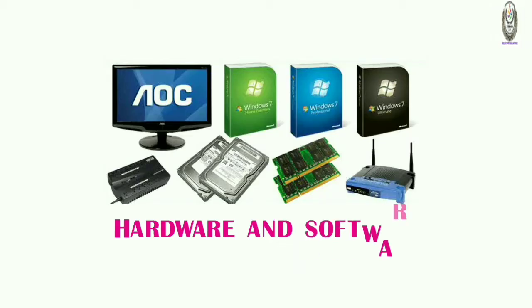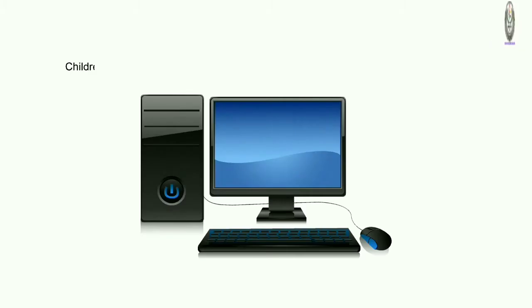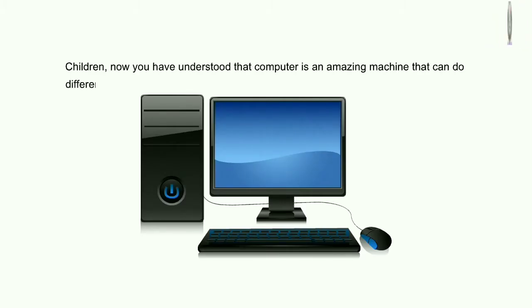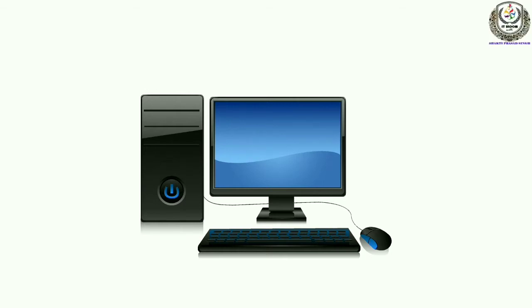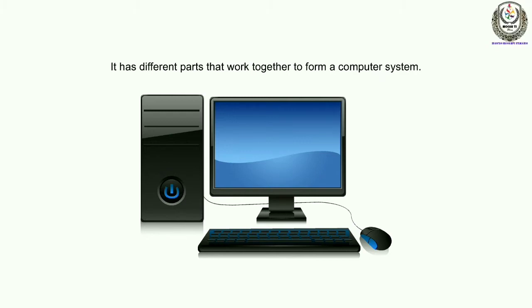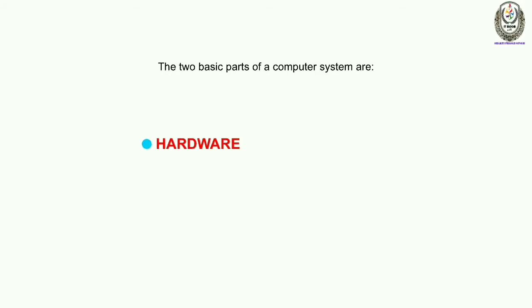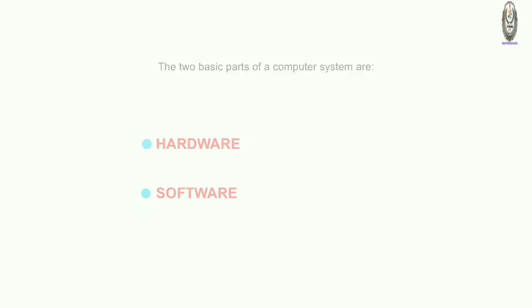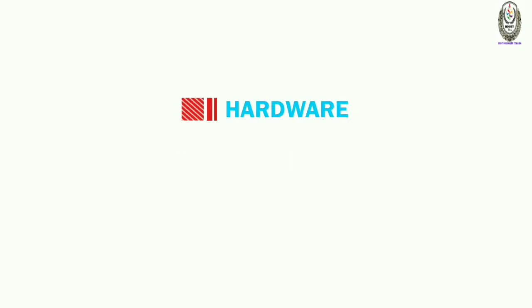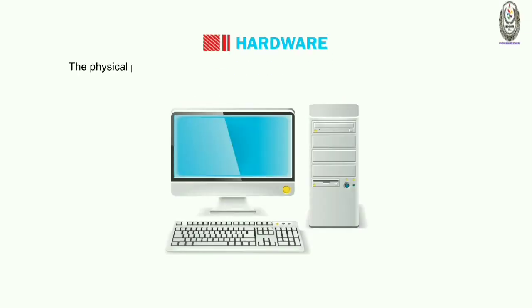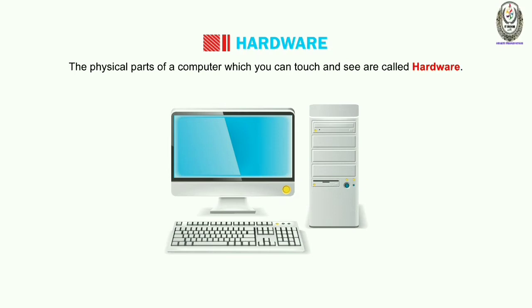Hello students, today let us talk about hardware and software. Children, now you have understood that computer is an amazing machine that can do different types of jobs. It has different parts that work together to form a computer system. The two basic parts of a computer system are hardware and software. Let us first talk about the hardware. The physical parts of a computer which you can touch and see are called hardware.